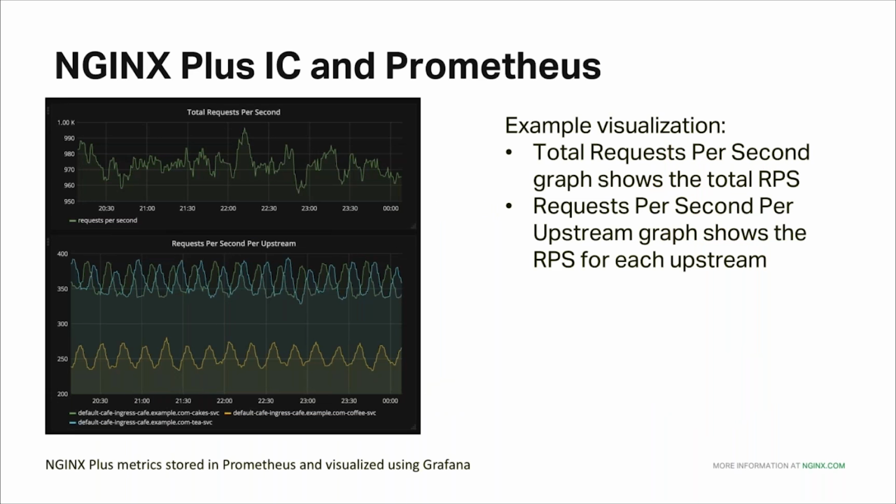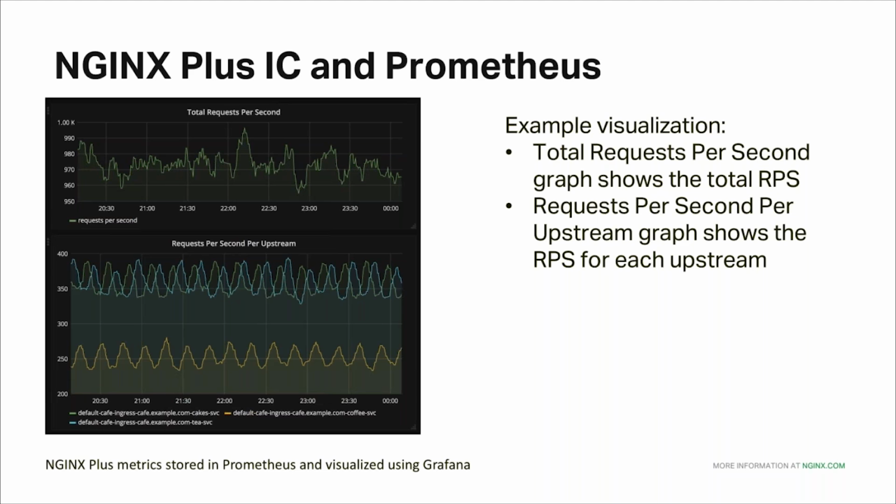On this slide, we visualize NGINX Plus metrics stored in Prometheus, and we used Grafana for that. The metrics were collected from a single NGINX Plus Ingress controller pod. On the top graph, we show the values of the total requests per second metric. The total means that every request that was handled by NGINX Plus counts. This graph roughly shows the load that the NGINX Plus Ingress controller pod is experiencing over a period of time.